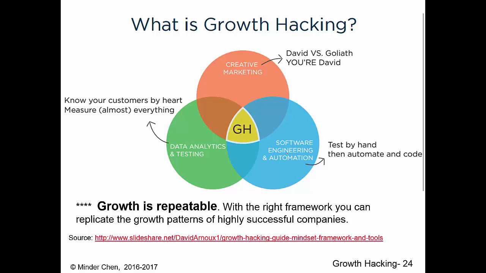So what is growth hacking? It's marketing, more creative marketing, because you are the little guy who doesn't have a lot of resources, you're David versus Goliath, and you need to be very creative and use the resources that you have wisely. It is also about software engineering and automation. You try to automate certain processes, and certainly you can test them by hand first, but eventually you do want to automate to reach some degree of efficiency. And it is also about data analytics and testing. You want to know your customer by heart and try to measure everything they do. Eventually we hope that the growth is repeatable, which means that with the right frameworks we can replicate the growth pattern and strategy in other companies and use it successfully.